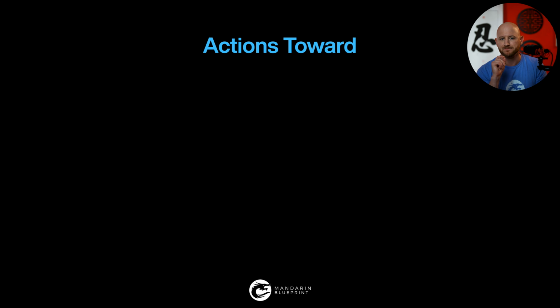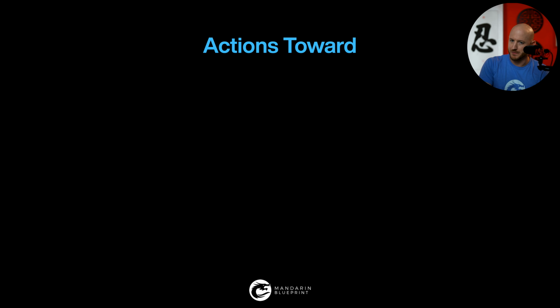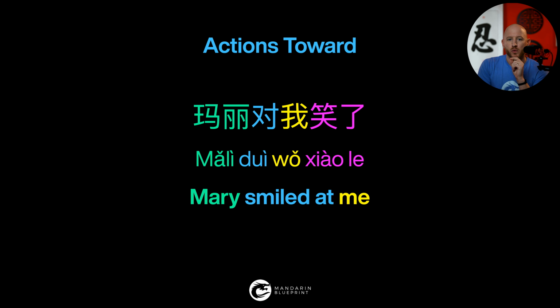So let's keep going. Now, if you have noun 1, dui, noun 2, plus a verb, it means that noun 1 is taking that action towards noun 2. So examples will make this clear. 玛丽对我笑了. Mary smiled at me. So, 玛丽对我. In Chinese, you tend to put all of that stuff at the beginning of the sentence, like who is towards who, and then you say the verb at the end.